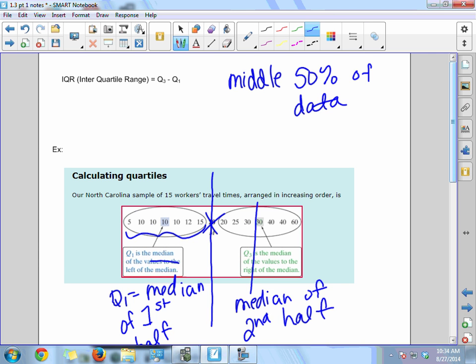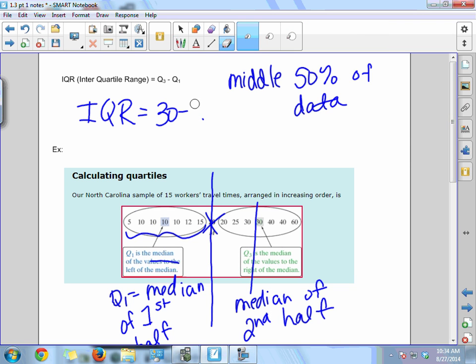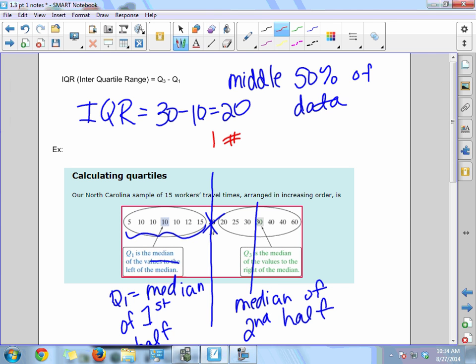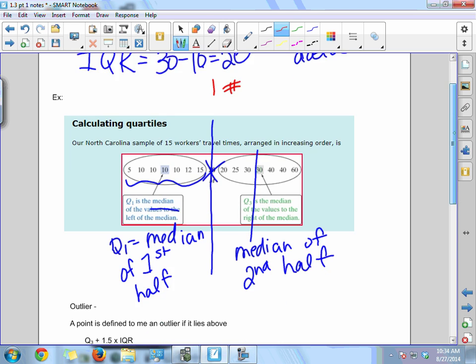And so basically you're just going to calculate each one and then subtract Q3 minus Q1. If I look at this example right here down below, then my IQR would be 30 minus 10, which is 20. So once again, just like whenever we talked about range, IQR is just one number. Any kind of range is always going to be one number. So don't tell me the IQR is 10 to 30. Subtract them and get me that single number.